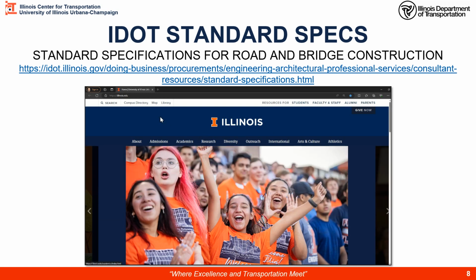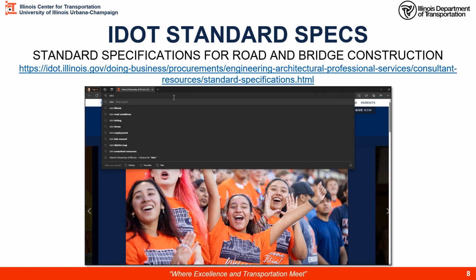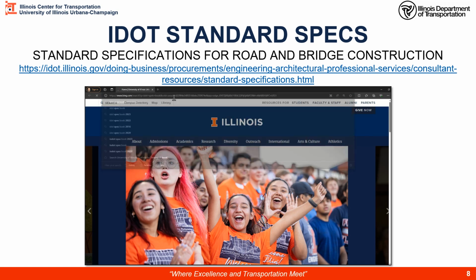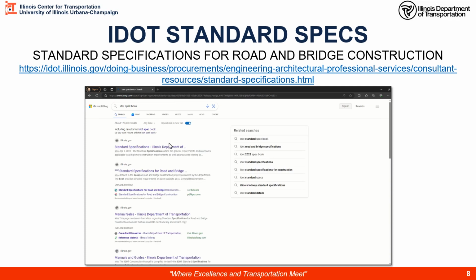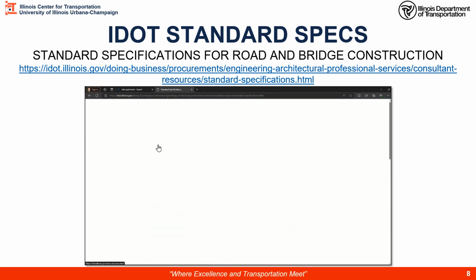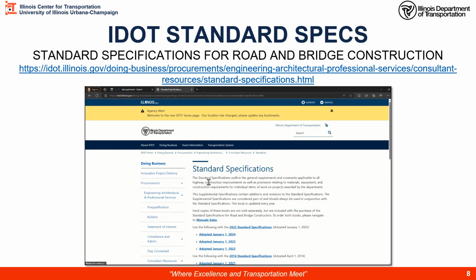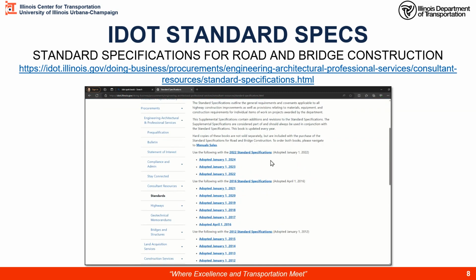Let's go get a copy of the current IDOT standard specifications for road and bridge construction. Go to my browser, type in IDOT Spec book. I didn't even spell it right, but it knows what I'm looking for. Standard specifications right here. Here we go. The IDOT webpage, doing business, standard specifications. Right down here, you can see the most current full specification book, adopted January 2022. That's the one we're using for the class right now.